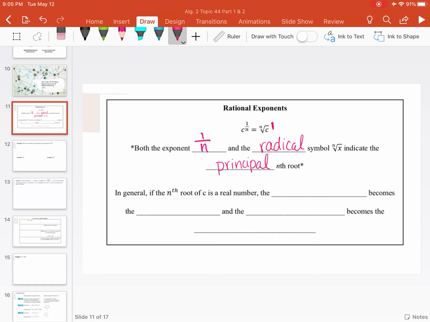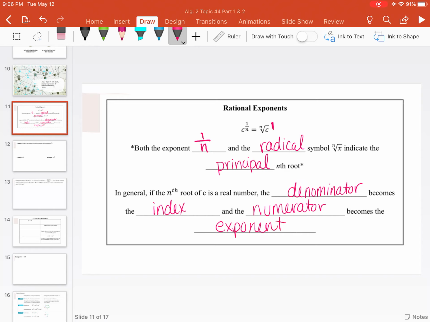Now in general, sometimes we don't have a numerator of 1 in our rational exponent. So if the nth root of c is a real number, then the denominator becomes the index, and the numerator becomes the exponent.